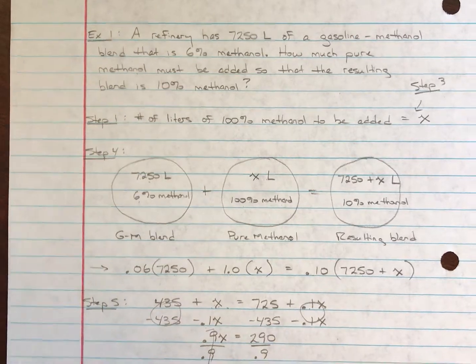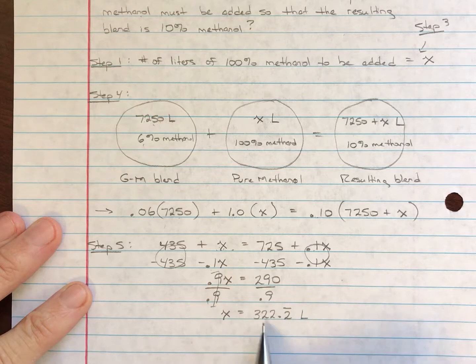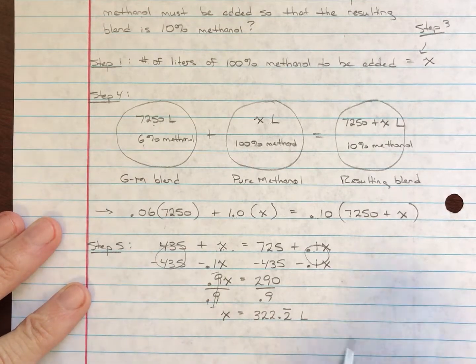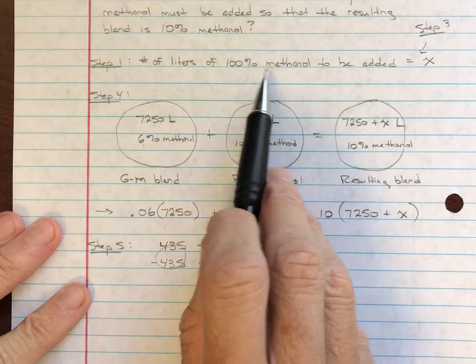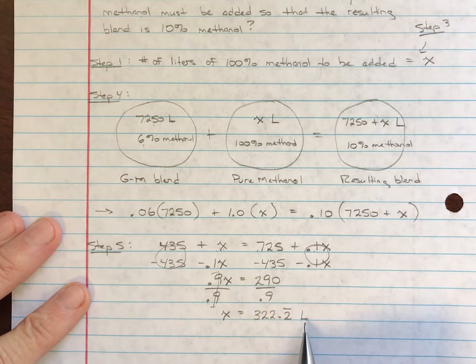Okay, so we just came up. Whoops, let me go back. It looks like I lost the bottom there. So here's my divide by 9/10, and here's my answer, 322.2 liters. Okay, so it looks like we need 322.2 liters of the 100% to add to it. So let's see if that works.